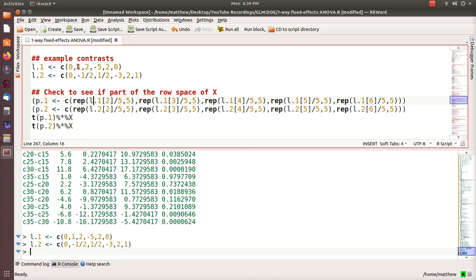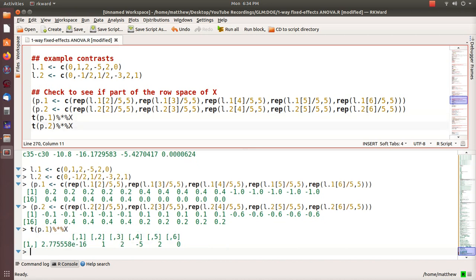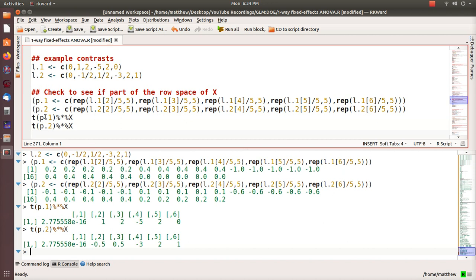What you do is you take the first C, you rep, and so that's the L1, the second component. You rep it, you take it divided by 5, and I repped it 5 times. And then you take the third component, but the second constant in the contrast, divided by 5, repped 5 times, etc. So that's what we do: we create the row 1 and row 2 in that unique way. And then we note that when we take the row transpose times X, which creates that linear combination of the row space, we get our lambdas back.